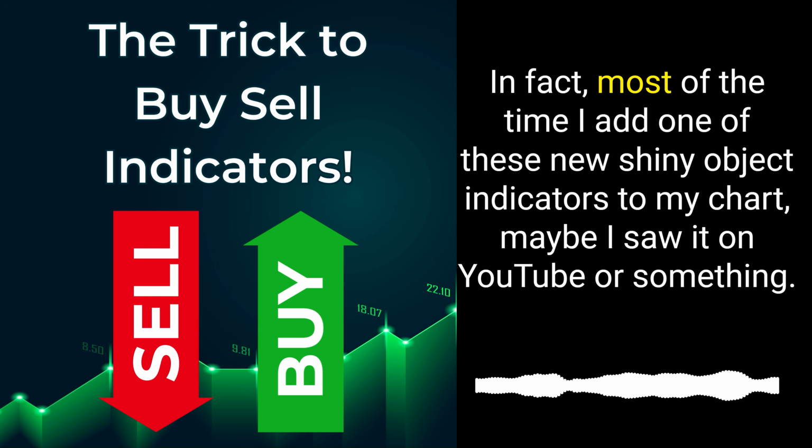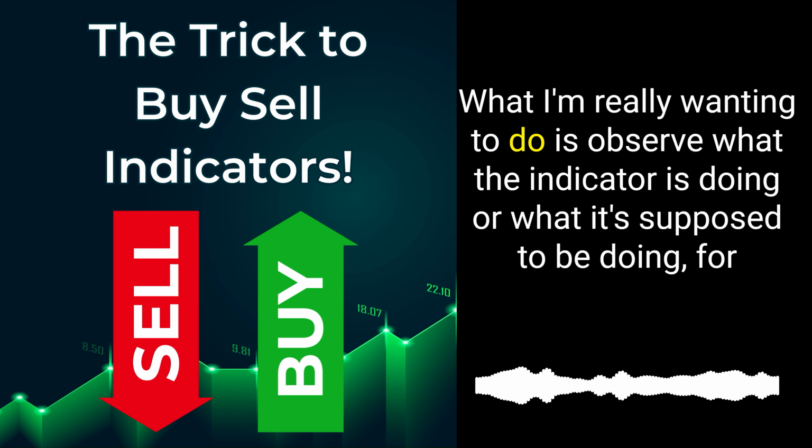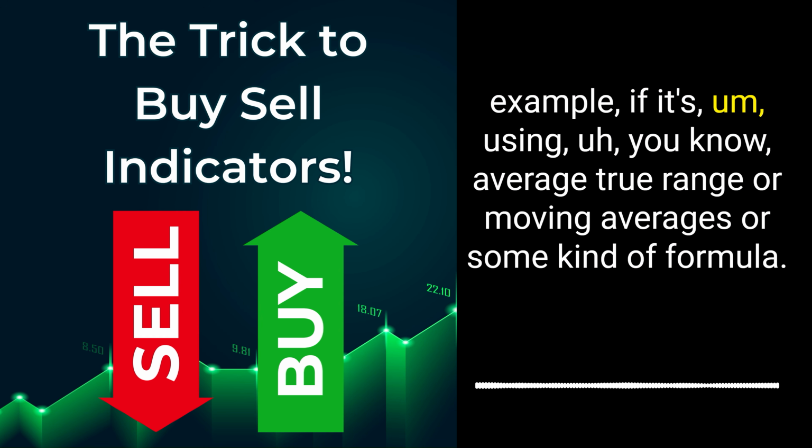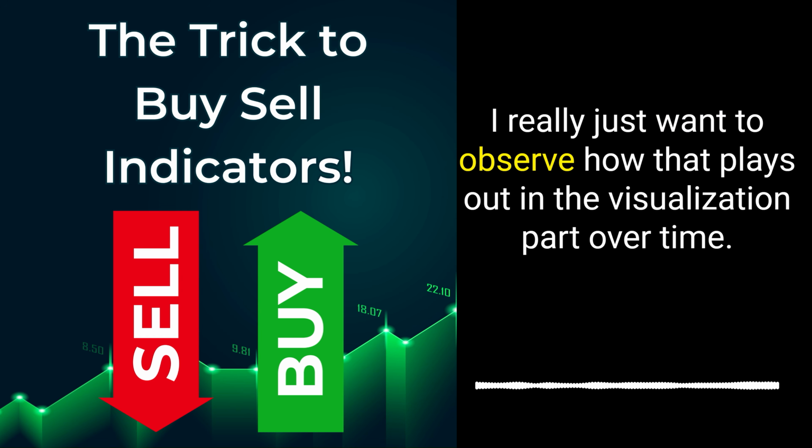In fact, most of the time I add one of these new shiny object indicators to my chart, maybe I saw it on YouTube, there are some great videos on there, what I'm really wanting to do is observe what the indicator is doing, or what it's supposed to be doing. For example, if it's using average true range or moving averages or some kind of formula, whatever the concept is behind the indicator, I really just want to observe how that plays out in the visualization over time.